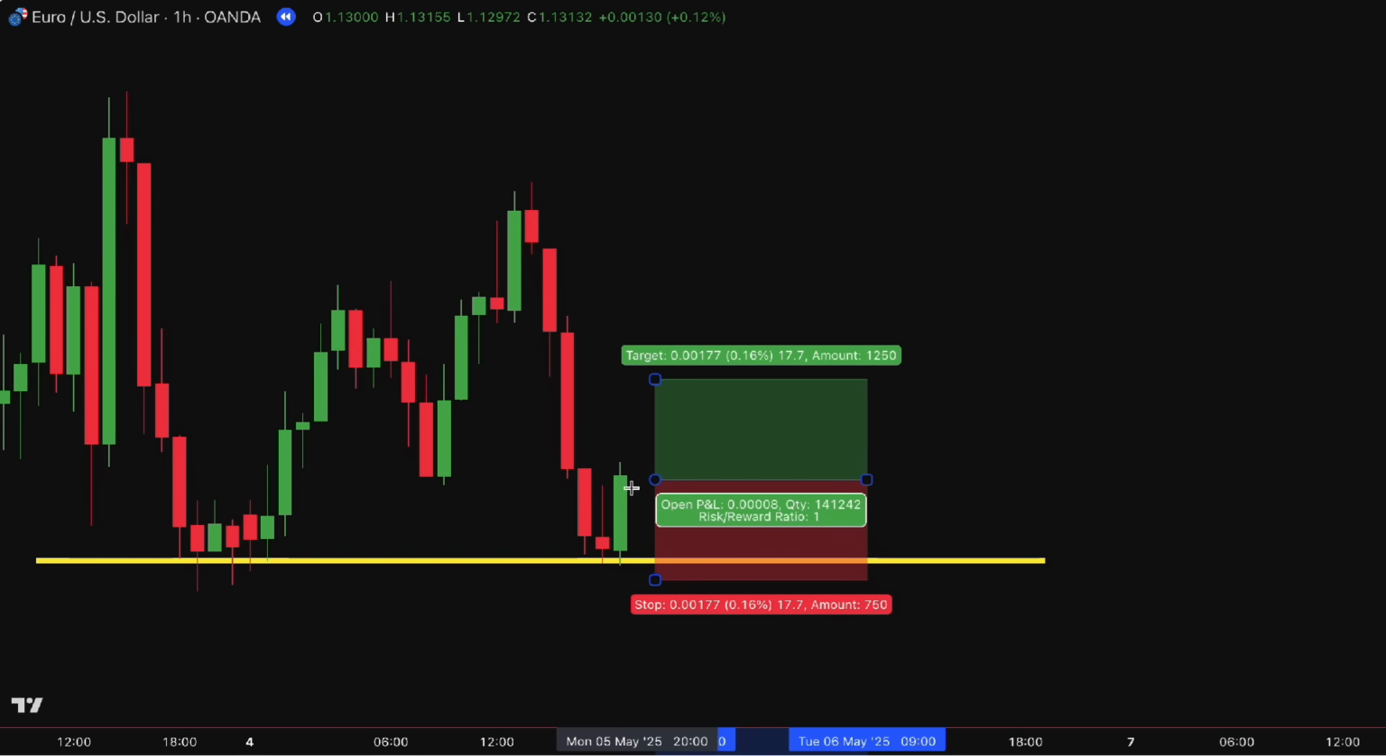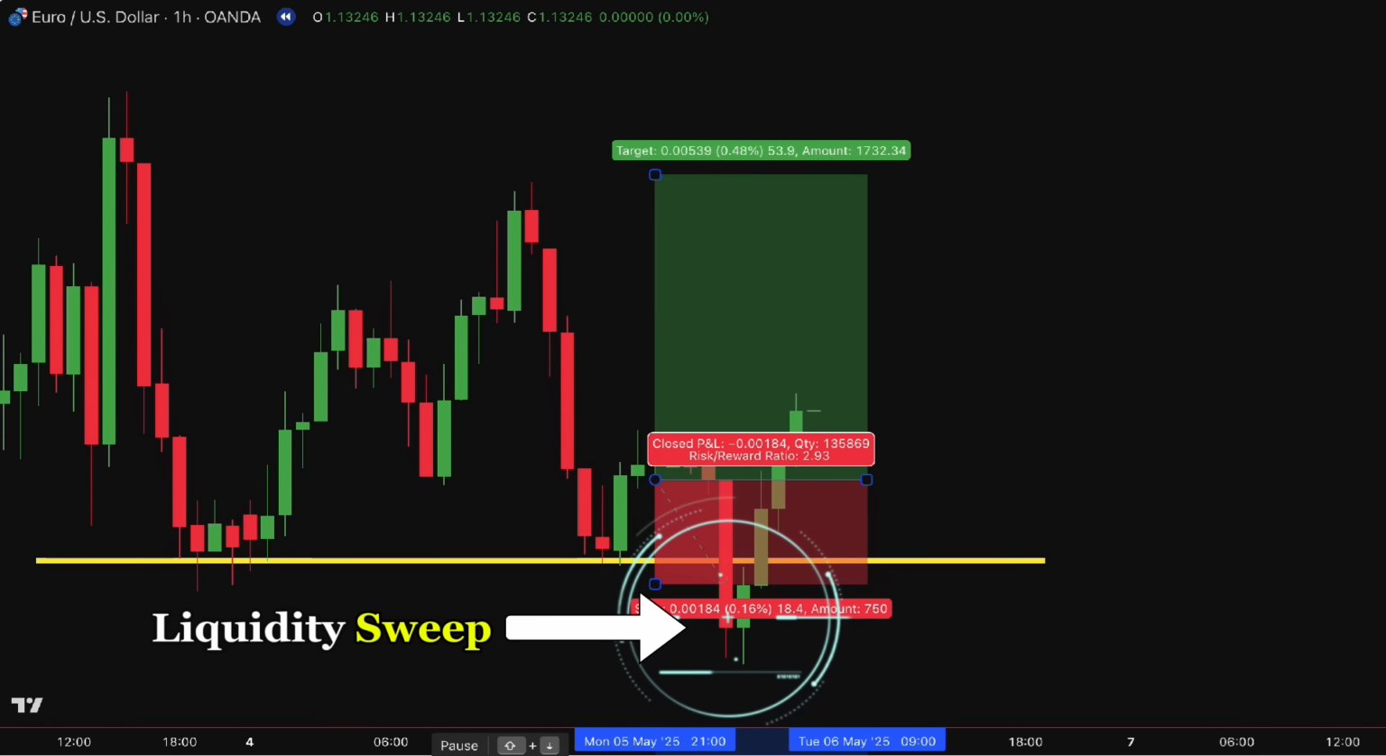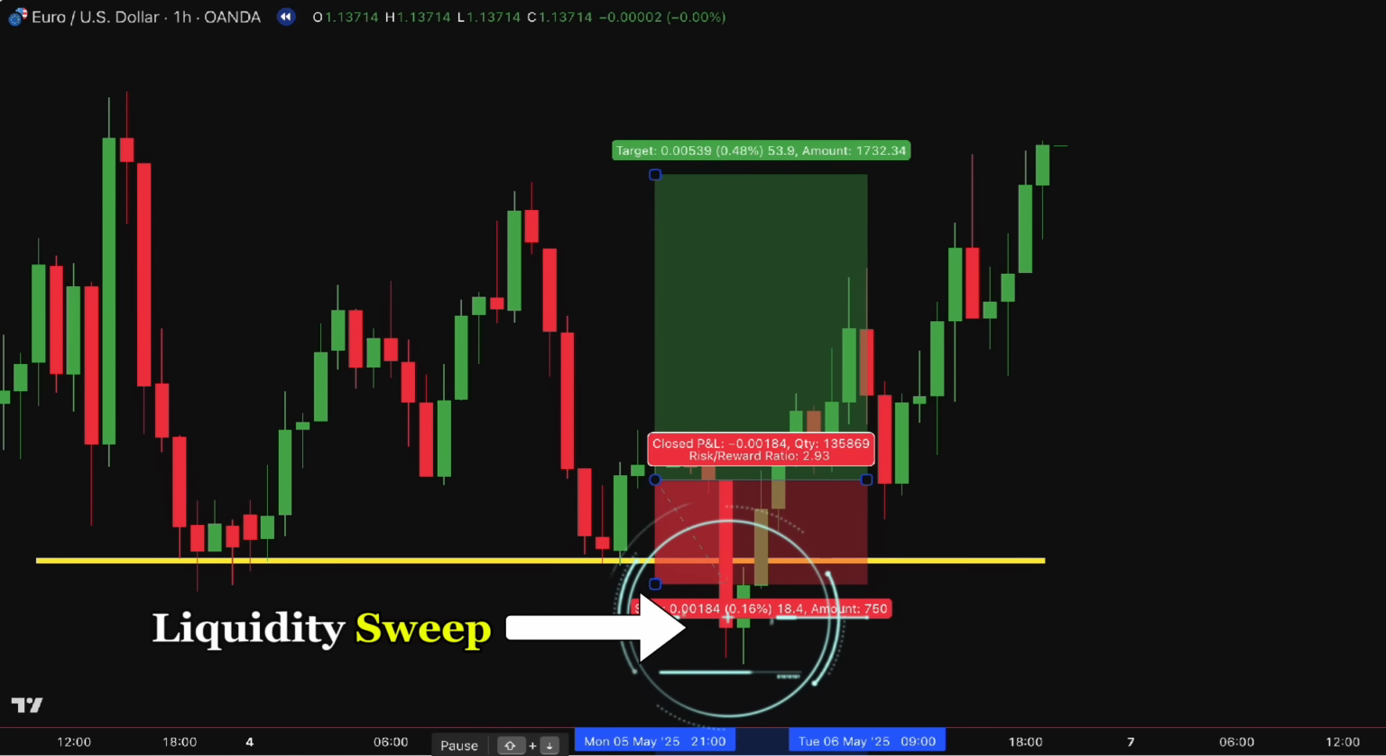Here's how they do it. You buy at support, right? You place your stop loss just below it. The market dips, stops you out, then flies up. Sound familiar? That's not a coincidence. That's a liquidity hunt, and it's how price is engineered, not random.